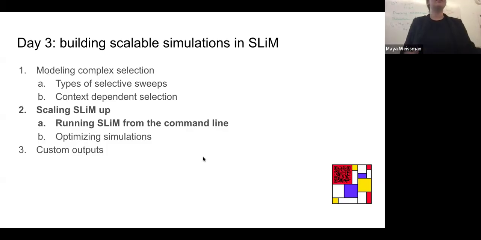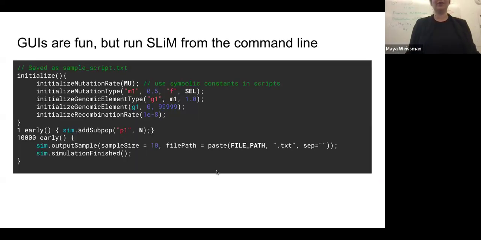Okay. I'm going to talk about running Slim from the command line, but since basically everyone left in this room knows how to run Slim, I'm going to just do it really quickly. And I'll also talk very briefly about some optimizing simulation stuff. Anyway, you can run Slim from the command line, and you should do that. But everyone in this room has done that before.